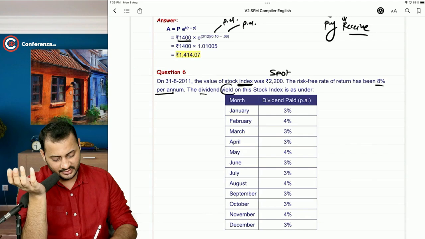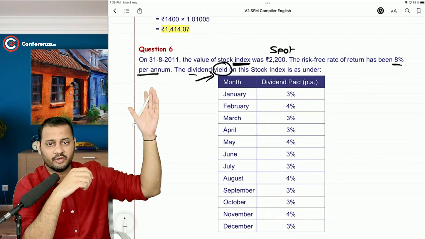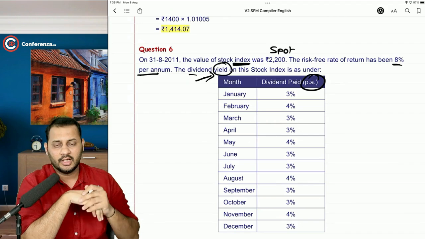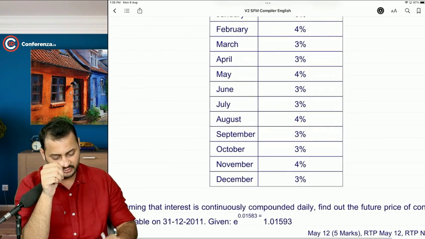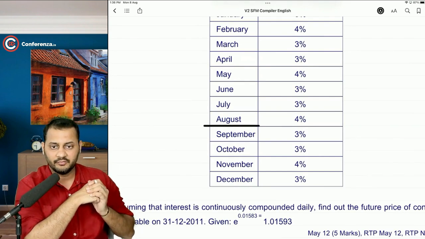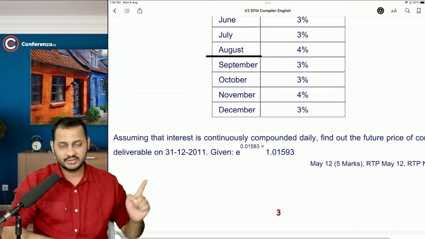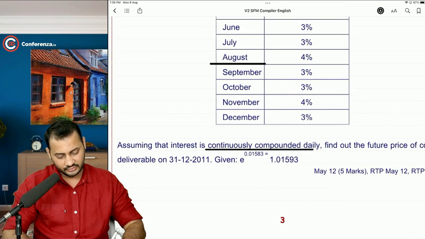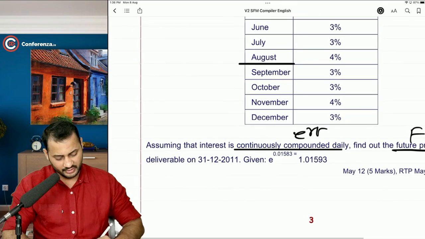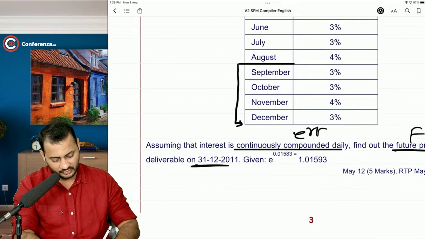The dividend yield on the stock index is given for every month, but on a per annum basis. Right now it is 31st August 2011. 31st August is over. That means we are going to start with the September part. We are right now at this point. Now assuming that interest is continuously compounded daily, so e to the power RT will be the formula. Find out the futures price F of the contract deliverable on 31st December.